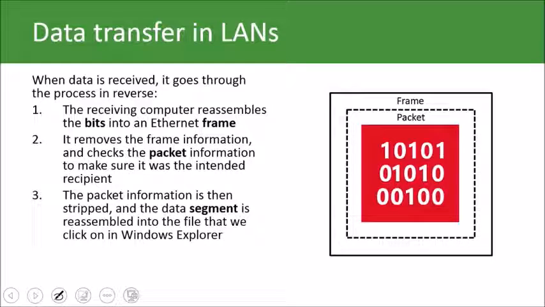When data is received by a device like your cell phone, it goes through the reverse process. The receiving computer takes all those bits and reassembles the Ethernet frame. It strips the physical addressing information, and then it strips the logical addressing information known as the IP address. So it's no longer a packet anymore. It comes back into its segment form, and then it's reassembled into the file that we click on in Windows Explorer, which I think is a pretty cool process, and it really simplifies the way that data transfer occurs.